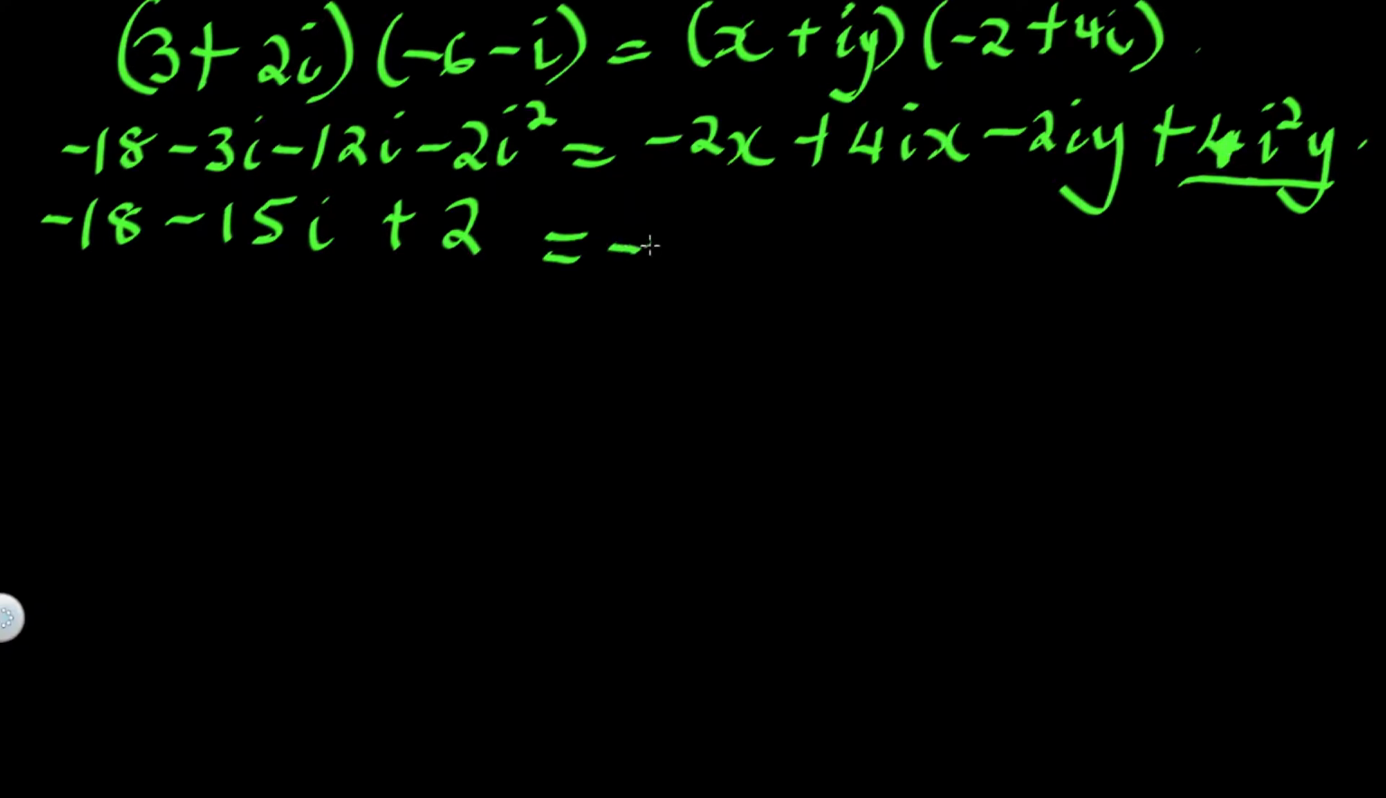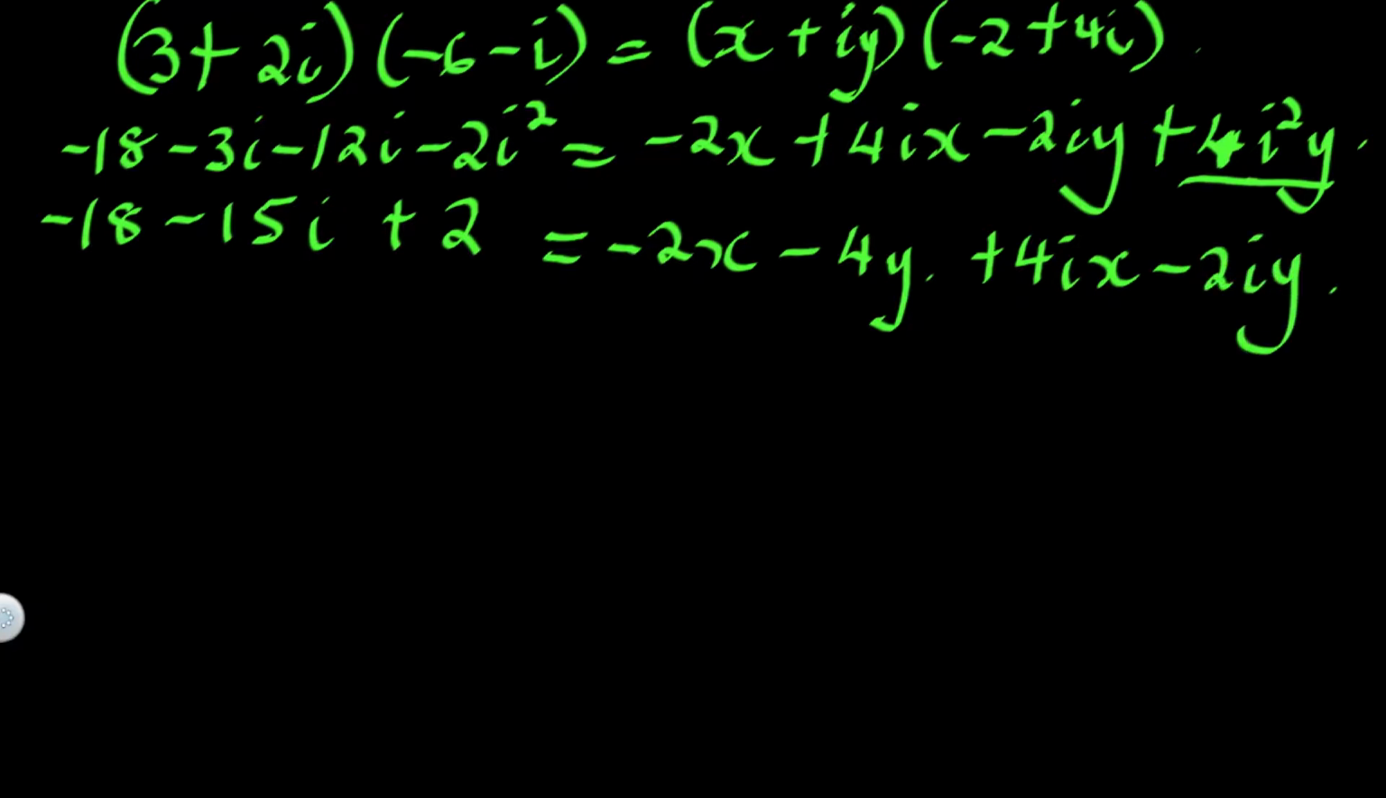So I'm going to take minus 2x minus 4y. This part here is real, what I've just written here. Then I go to the imaginary part, which is plus 4ix minus 2iy. This is what I have. So on the right hand side, this is real, and this is imaginary.